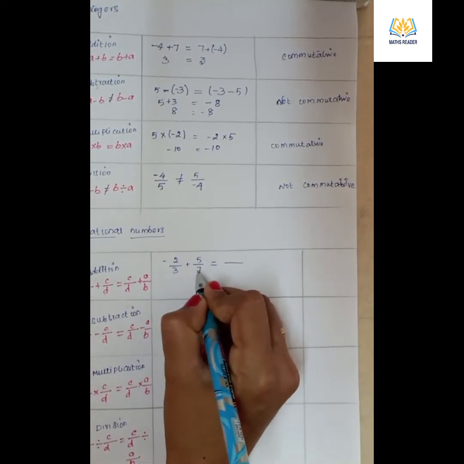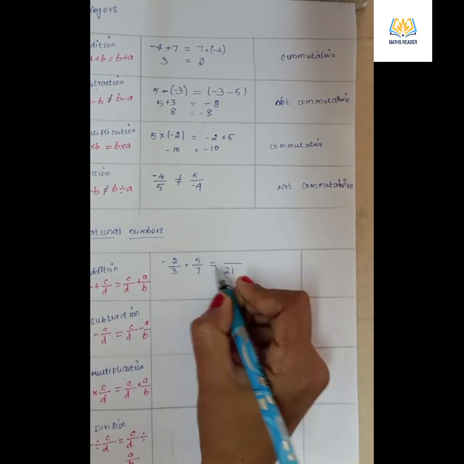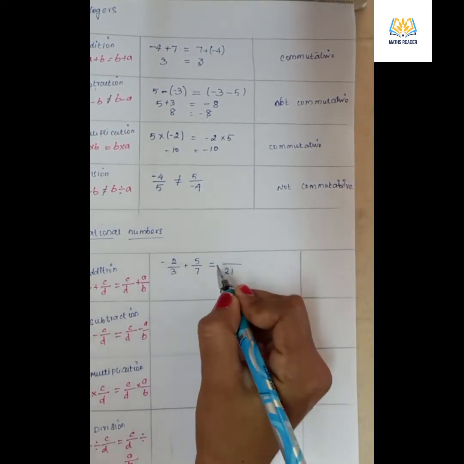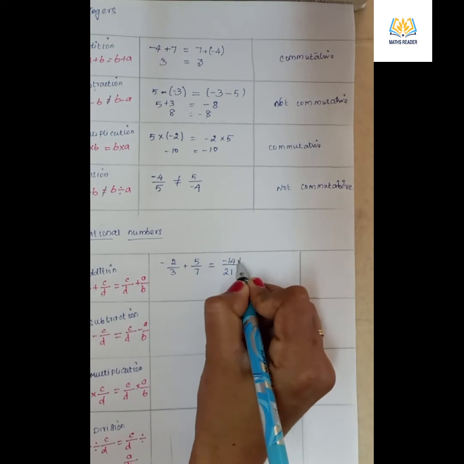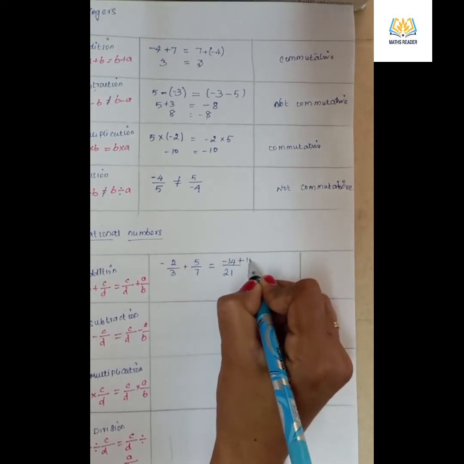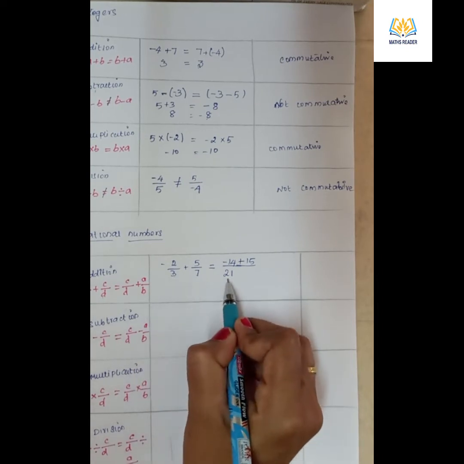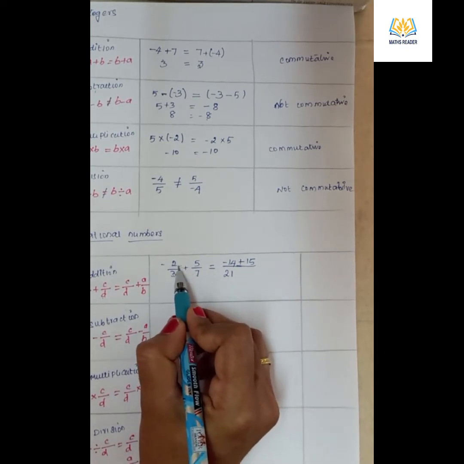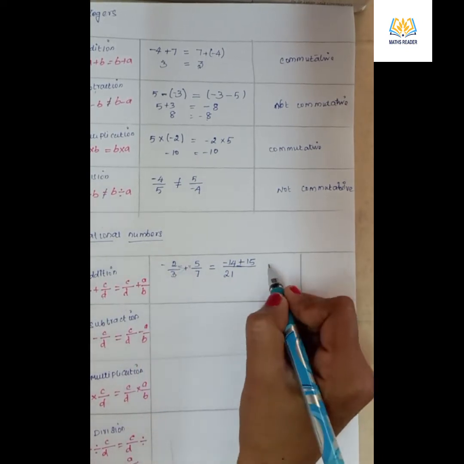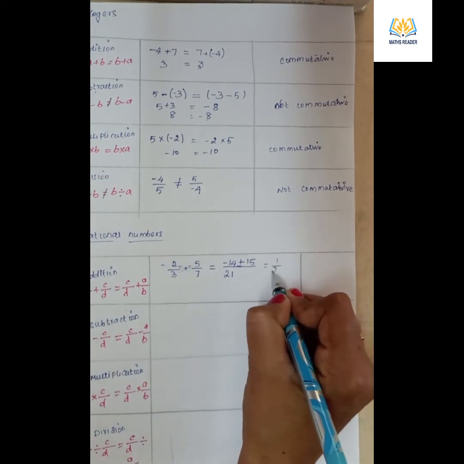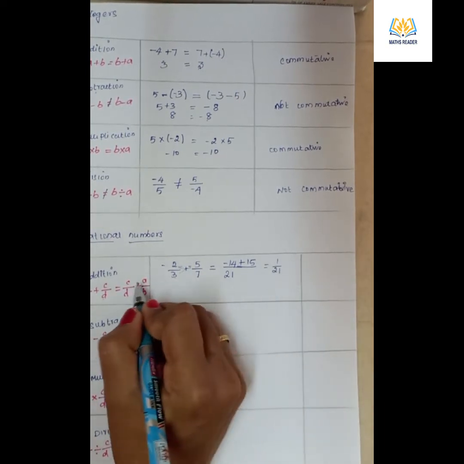What is the answer? 7 3s are 21 as LCM. Multiply: 7 2s are minus 14, plus 3 5s are 15. You multiply 7 and 3, which is 21, and cross multiply 7 and 2, 3 and 5. So the answer is 1/21. Next we change the order.